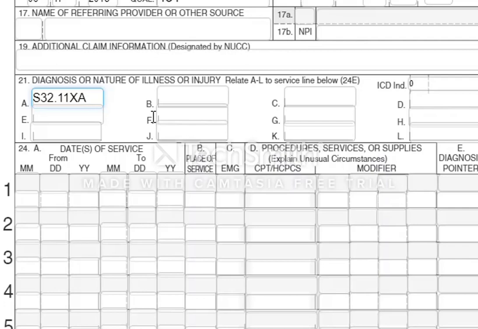You may have situations where you have to add additional codes such as your external cause codes indicating the who, what, where, when, and why. If this is the situation, that injury, the reason the patient came in, will be our first listed diagnosis code. We are still going to fill out A, B, C, D, E if we have it.